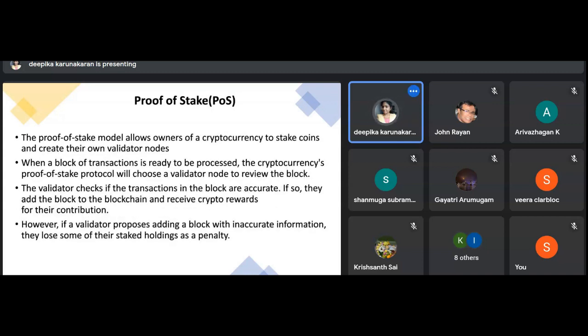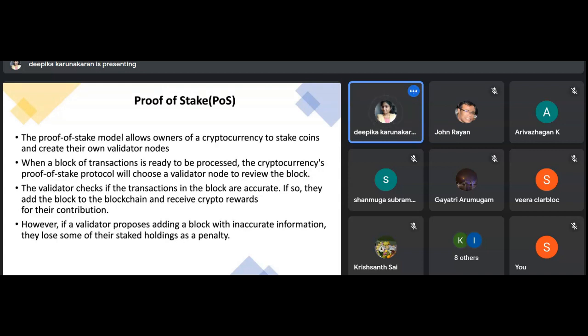And then proof of stake, it is also a consensus mechanism. Here all the miners, we call them stakers, will have their own cryptocurrency, they will stake their cryptocurrency, and they will be creating their own validator nodes. When a block of transactions is ready, the proof of stake protocol will choose a group of validator nodes to review that particular block. The validator or the staker will be checking that the transactions are accurate. If accurate, that particular block will be added to the blockchain, and that validator or group of validators will receive crypto rewards for their contribution.